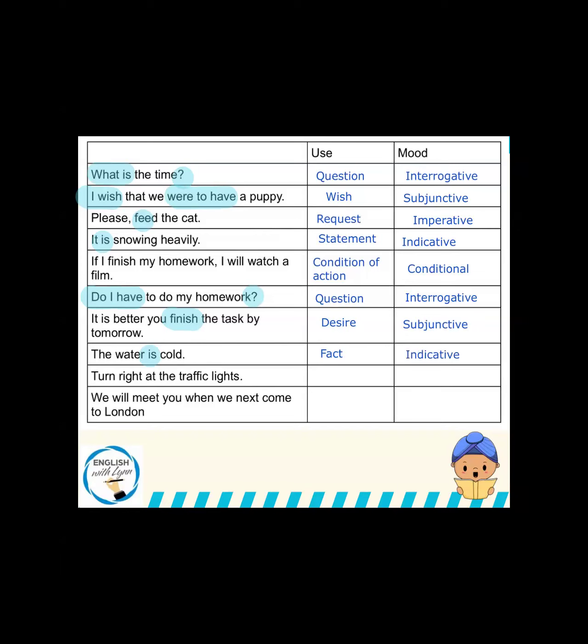Then the next one, turn right at the traffic lights. So I've got turn is the verb part in there. It's telling me what I need to do, so it's giving me an instruction. And those sentences that give instructions, they are the imperative sentences.